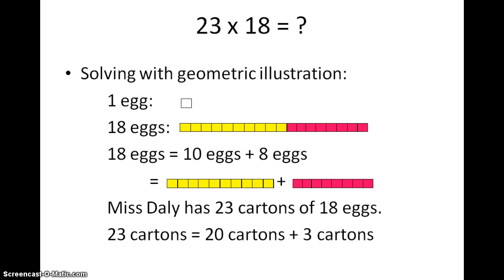We can also use geometric illustrations to solve it. Starting with our standard again, we have one egg, which will be represented by this one white box, and 18 eggs by this strip. We also know that 18 eggs is equal to 10 eggs plus 8 eggs. So we have our 10 yellow plus our 8 pink. Miss Daly has 23 cartons of 18 eggs, and we know that 23 cartons is equal to 20 cartons plus 3 cartons.